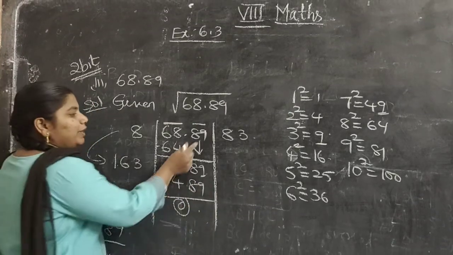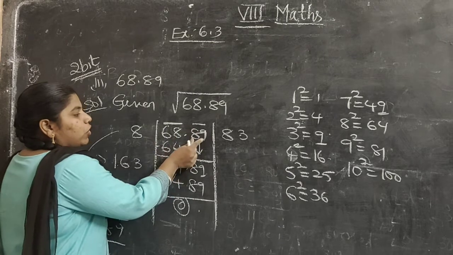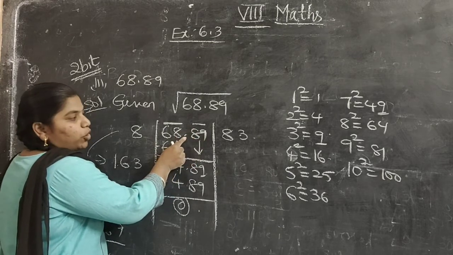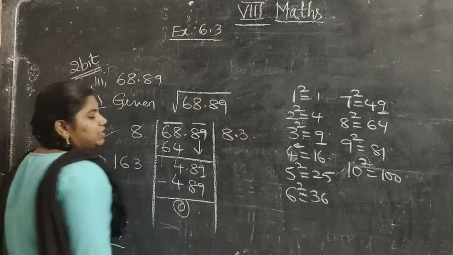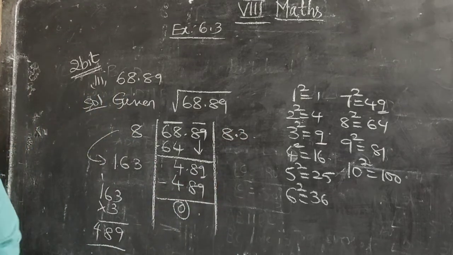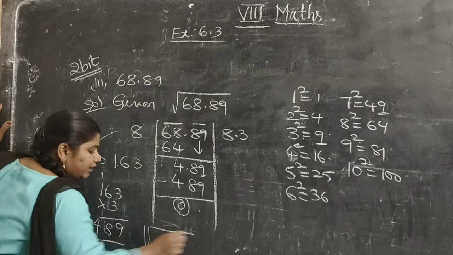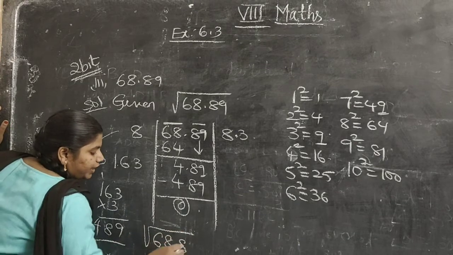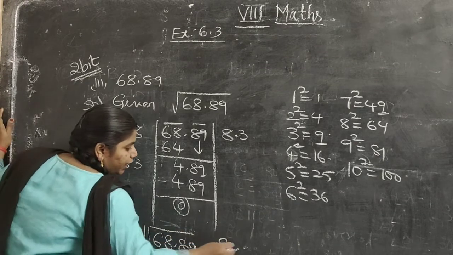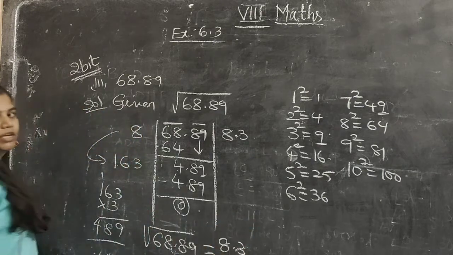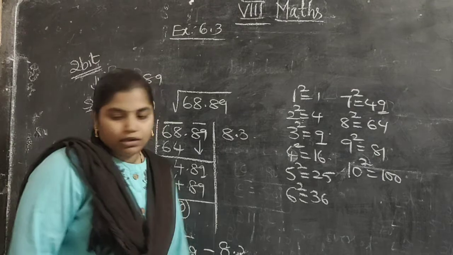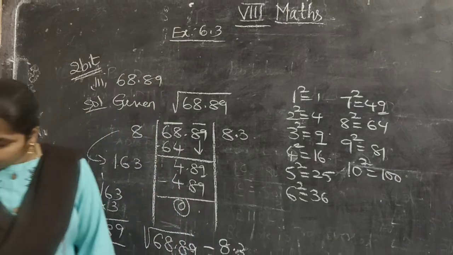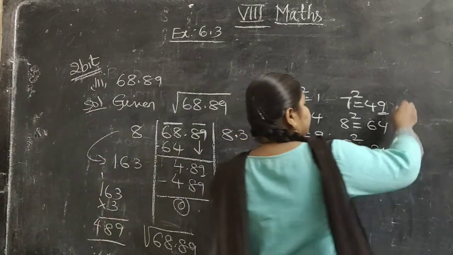So after how many pairs are you having the point? After one pair you are having the point. So after one digit you have to keep the point. So what is the result here? 8.3. So what is the square root of 68.89? The square root of 68.89 is equal to 8.3. So 8.3 into 8.3 will be equal to 68.89.